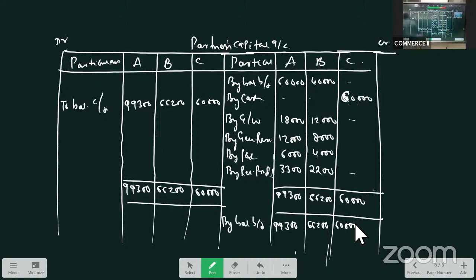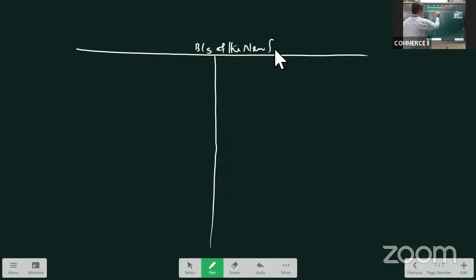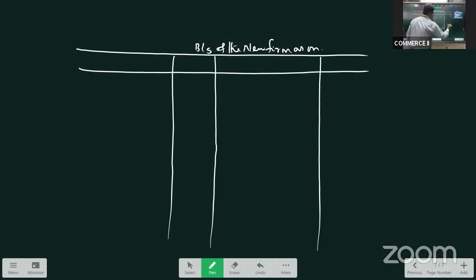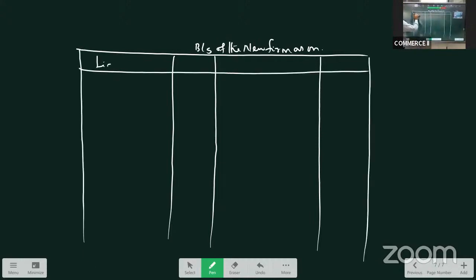Okay. Then we'll prepare the balance sheet. Balance sheet of the new firm as on 31st March 2020.